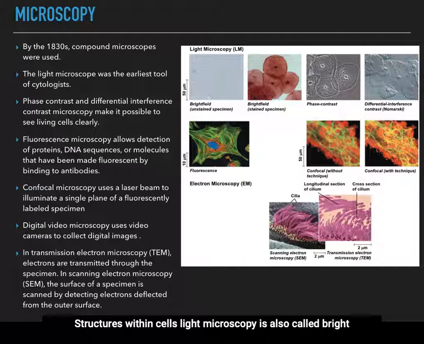Light microscopy is also called bright field microscopy because white light is passed directly through a specimen. Phase contrast and differential interference contrast microscopy make it possible to see living cells clearly. The phase of transmitted light changes as it passes through a structure with a different density from the surrounding media. Fluorescent microscopy allows detection of proteins, DNA sequences, or molecules that have been made fluorescent by binding to antibodies. Confocal microscopy uses a laser beam to illuminate a single plane of a fluorescently labeled specimen.